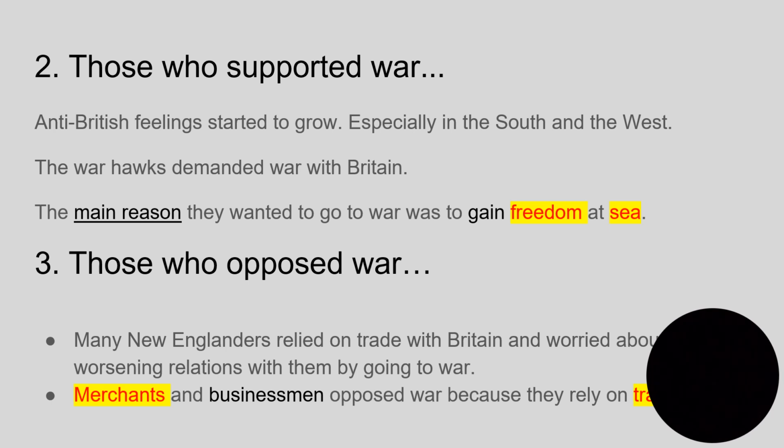There were some that opposed the war, of course. Many New Englanders relied on trade with Great Britain and worried about worsening relations with them by going to war. They were afraid that if we go to war with Great Britain again, it's going to damage those trade relationships forever, and that would be a huge hit to our economy. And of course, merchants and businessmen were the ones who opposed war because they rely on that trade. If we go to war with Great Britain, they can't trade with Great Britain. They're not going to make money, which is a huge problem.